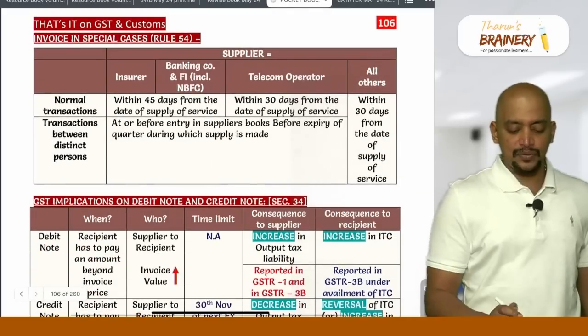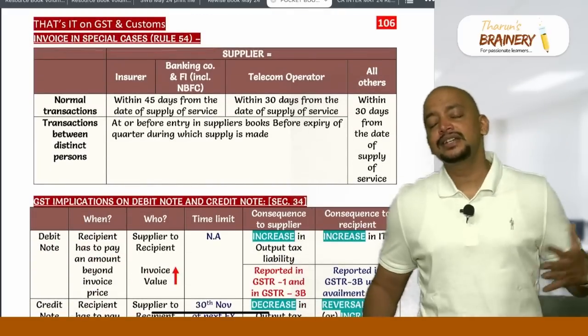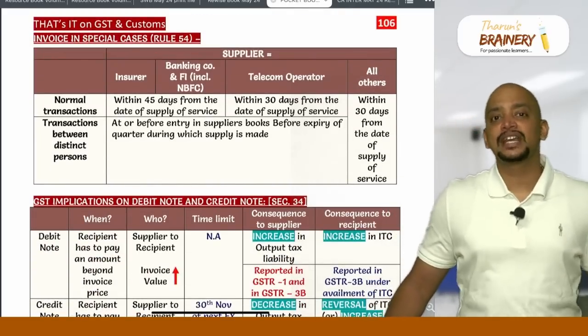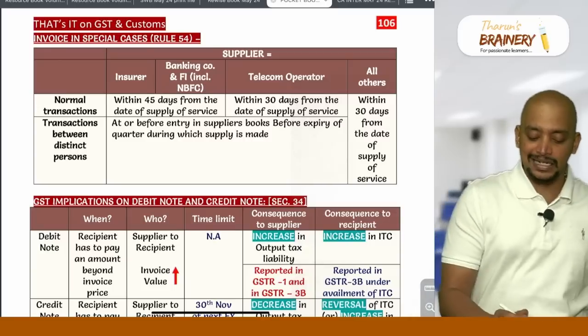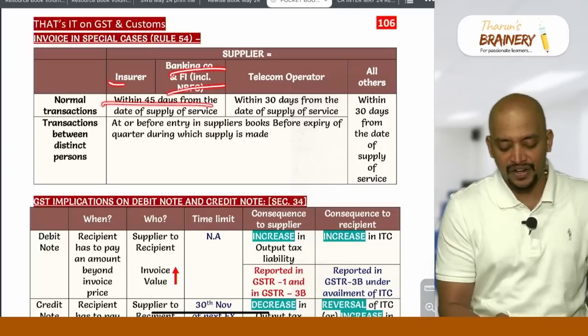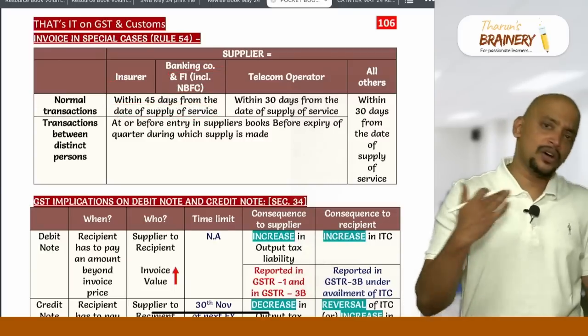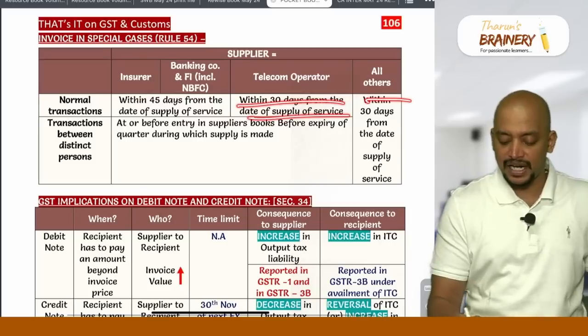Then the next area that we have is invoice in special cases. Generally, what is the time limit for issuance of invoice in case of services? In case of the banking sector or insurance sector, the time limit is 45 days from the date of completion, whereas in all other cases, the time limit is 30 days from the date of completion.